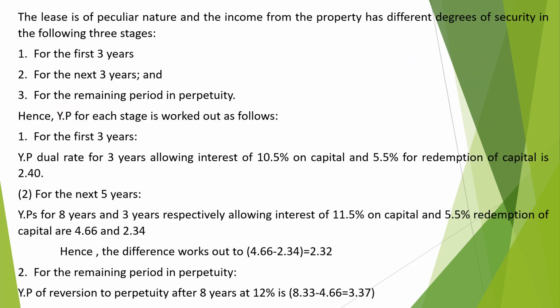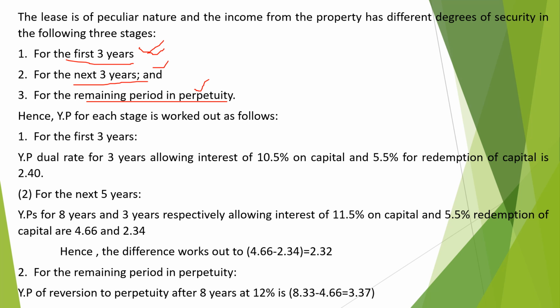So we'll divide it into three parts. First, 3 years, which is the unexpired period of lease. Second, for the next 5 years, if it can be extended as given in the question, and for the remaining period in perpetuity. So we will calculate the YP accordingly for the first 3 years, then for the next years, and then for the remaining period in perpetuity.